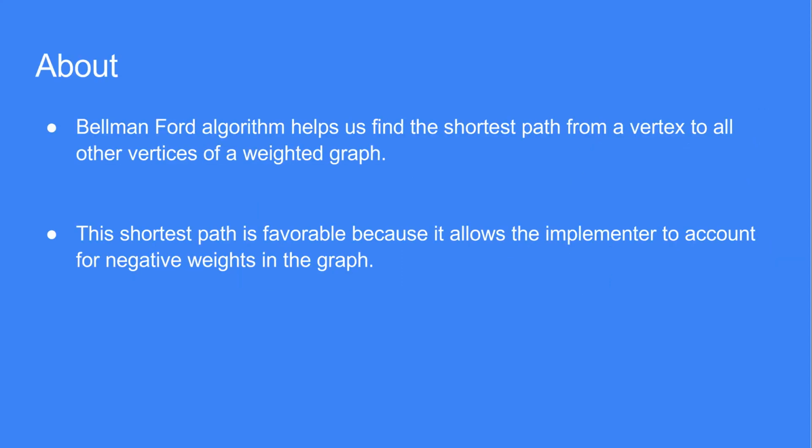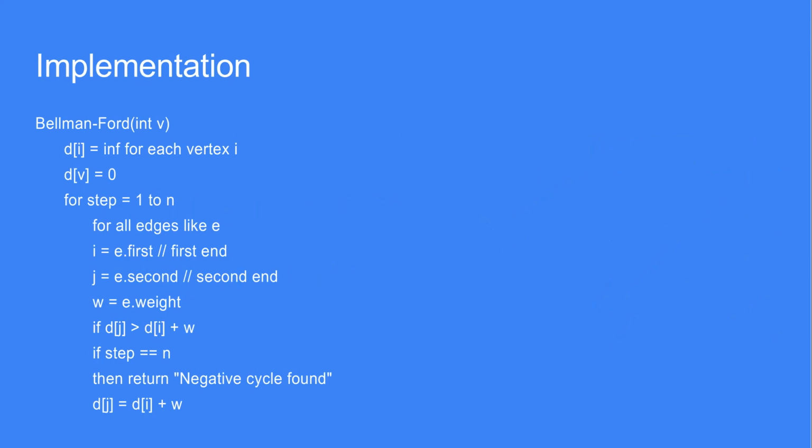The Bellman-Ford algorithm helps us find the shortest path from a vertex to all other vertices of a weighted graph. This algorithm is favorable because it allows the implementer to account for negative weights in the graph.